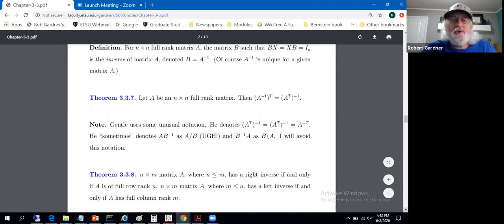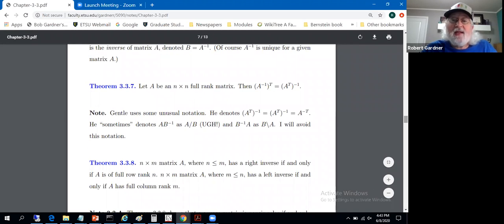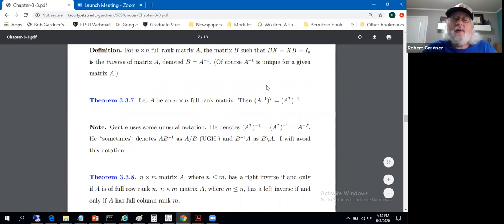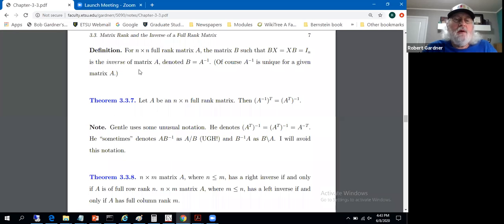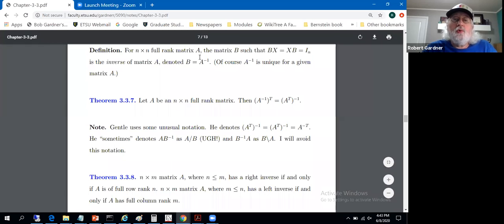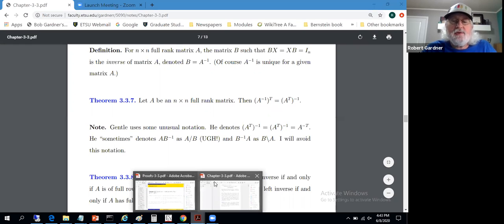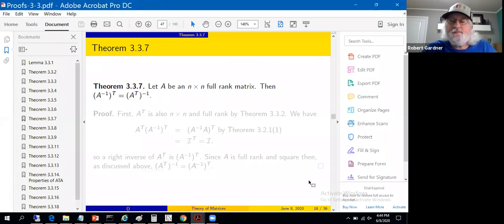So our big advancement with all of that was the statement of the definition of the inverse of a matrix, which we know to exist for full rank matrices, the way we've argued it. All right, so let A be an n by n full rank matrix. The claim is the inverse transposed is the transpose of A inverted. Okay, let's go through the proof of that. That's just a little computational proof.